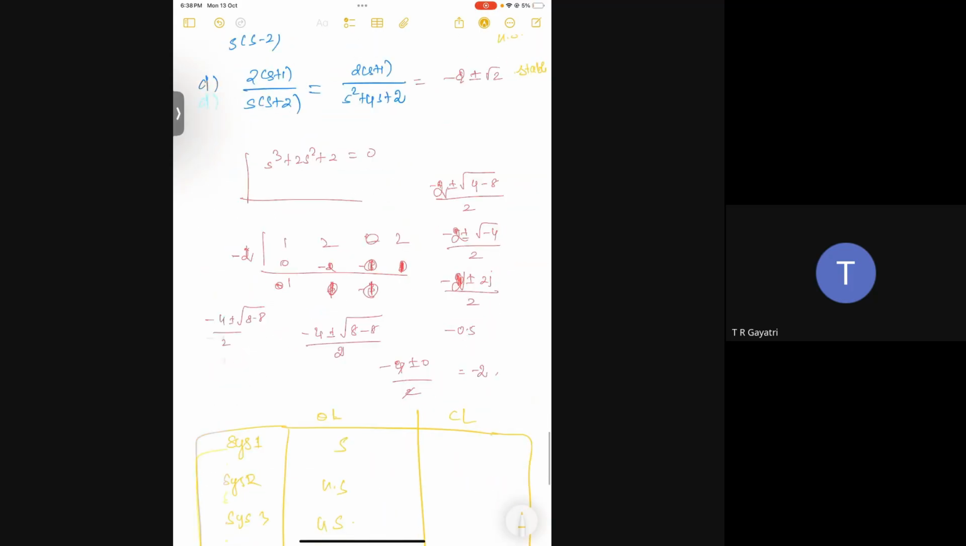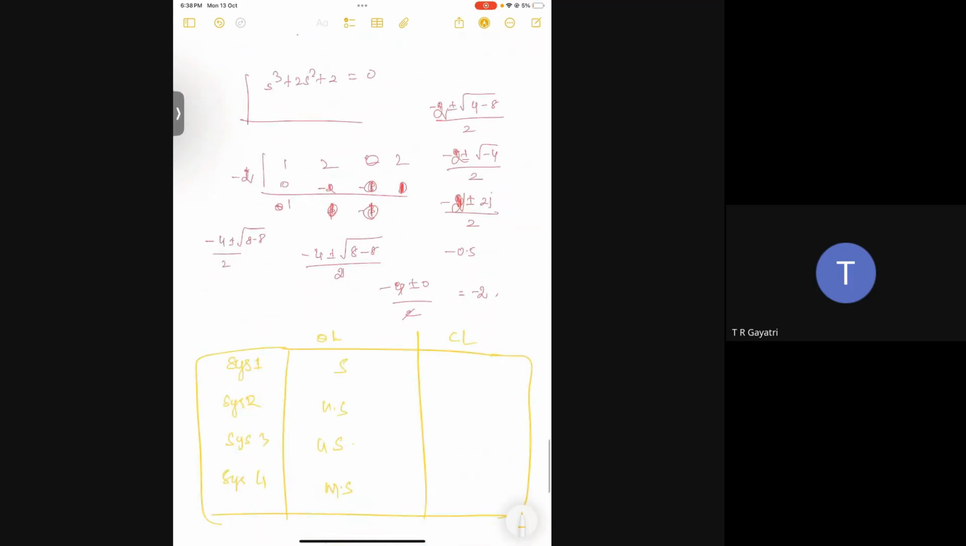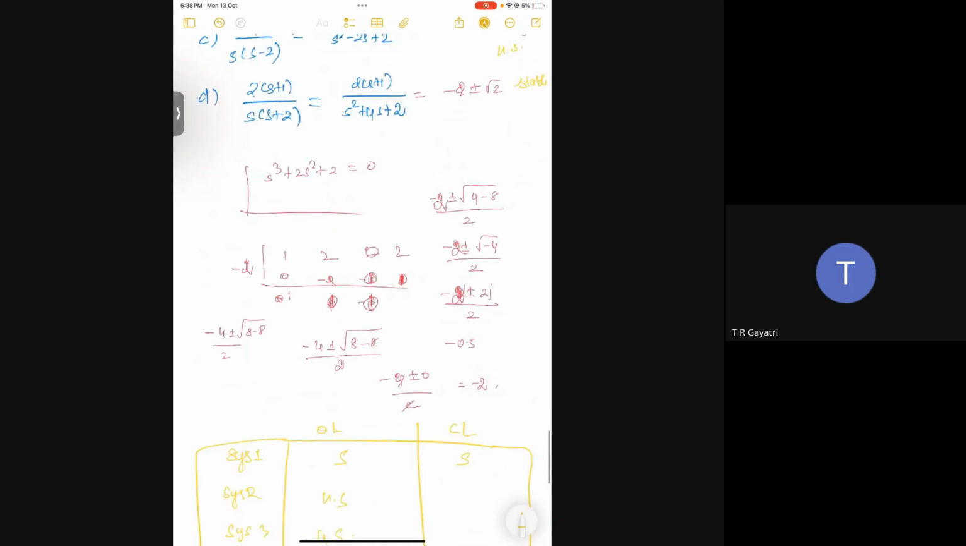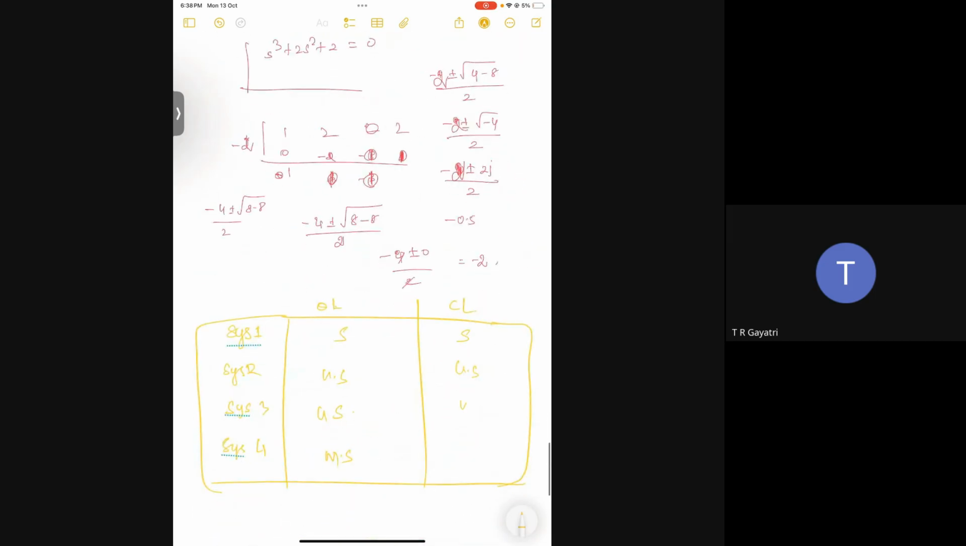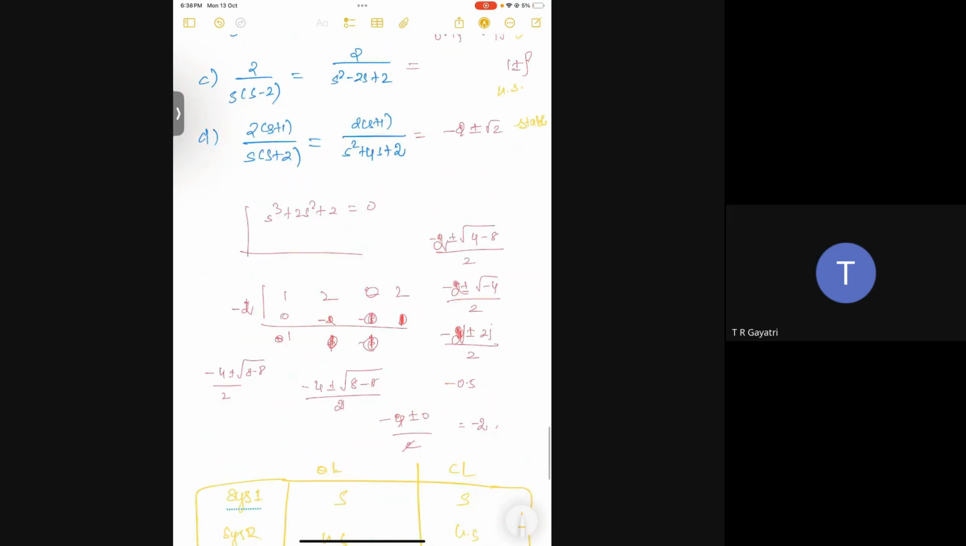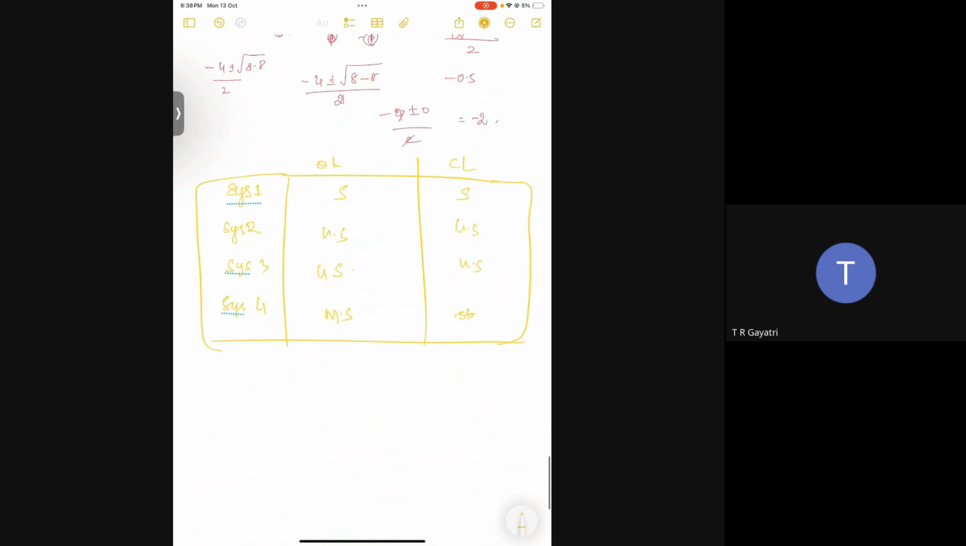In the closed loop system, we found stable, unstable, unstable, and it becomes stable. Now, can you understand the importance between the open loop and the closed loop system? Because in open loop, if you give an input and you are getting a system and have an output, you don't really have any control or any knowledge about the system.